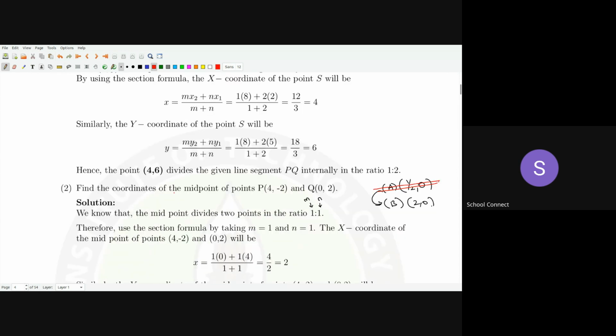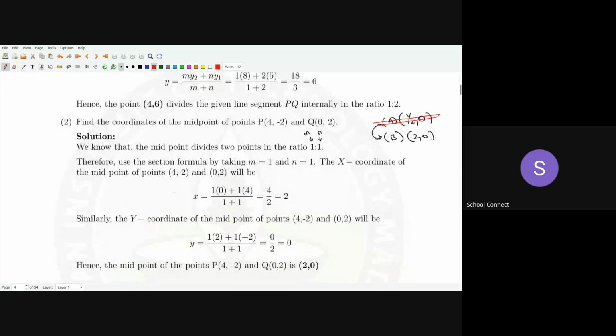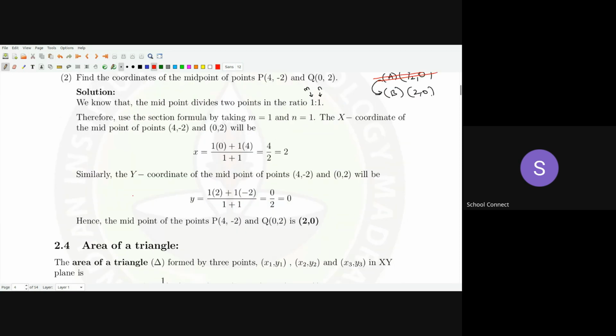Let's see. We just have to substitute these values m, n, x1, x2, y1, y2. Identifying what is x1, what is y1, what is x2, what is y2, and what are m and n is the key. After that, you straight away have your formula and just substitute those values there. If you do that, you will get 2 comma 0. This is just the substitution, so I'm not going through it. So you will get 2 comma 0.